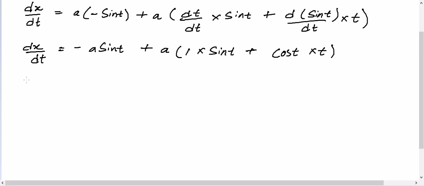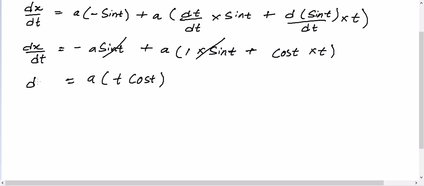Let me write one more step. We'll take a as common again. Okay guys, as you can see, this term and this term are the same, right? It is a, plus minus sin t, so we'll cancel it. So it will be a t cos t.